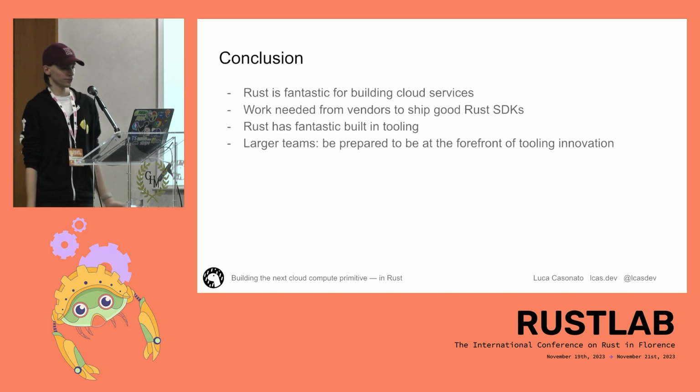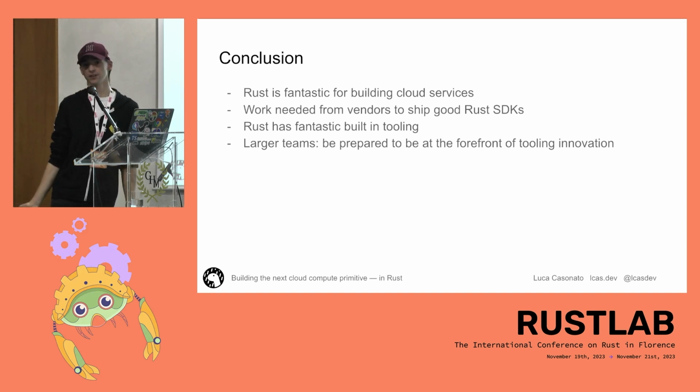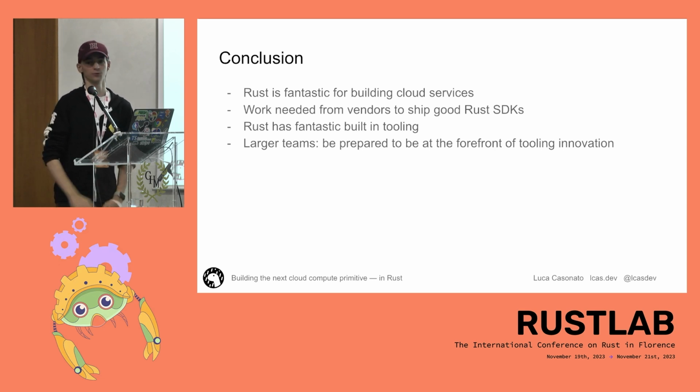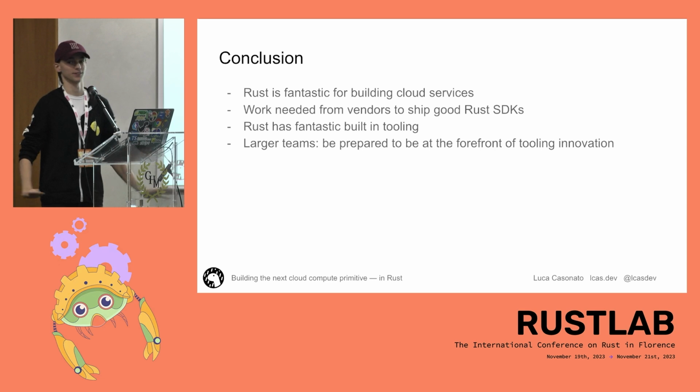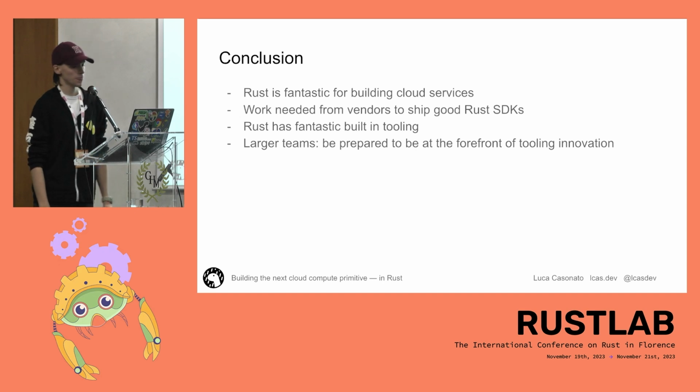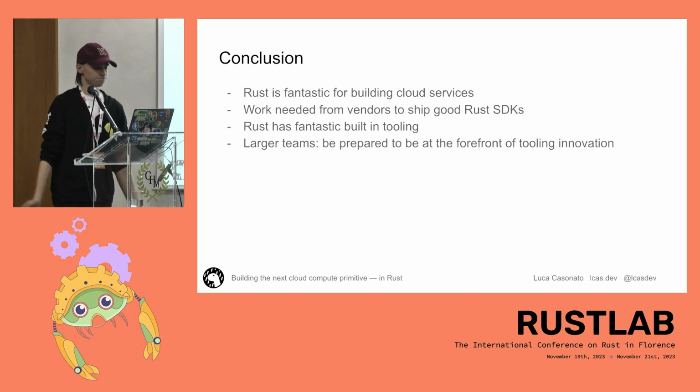So what's the conclusion here? Rust is really, really fantastic for building cloud services. I absolutely love it. I would not use any other language, never. The reliability is absolutely excellent. The number of times that we debug production issues related to some edge case we didn't deal with, or related to panics, is, I don't know, once a month maybe. It's very rare. Fantastic built-in tooling. I alluded to that earlier.